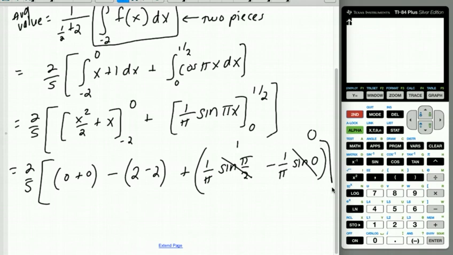So what ends up happening is I get that this is a 2/5 times, if I'm not mistaken, a 0 minus another 0 plus I just get that this is a 1 over pi minus a 0. So I think I get 2 over 5 pi as my final answer, right?